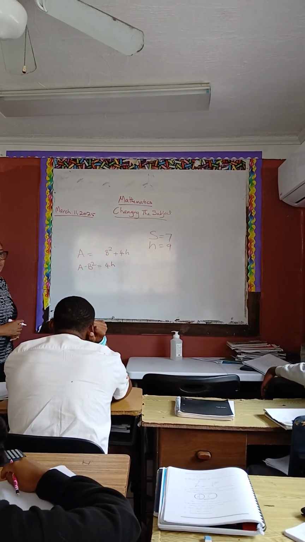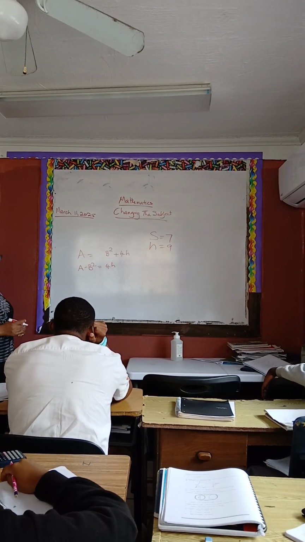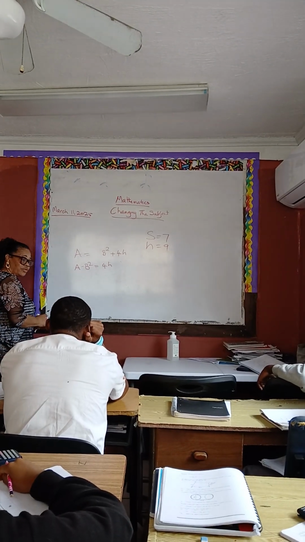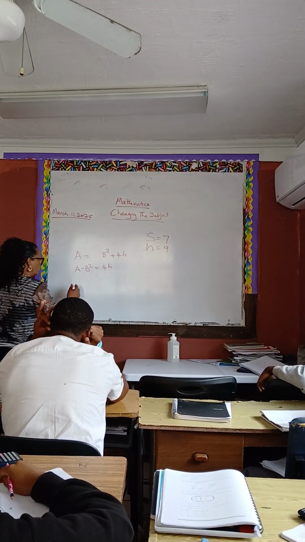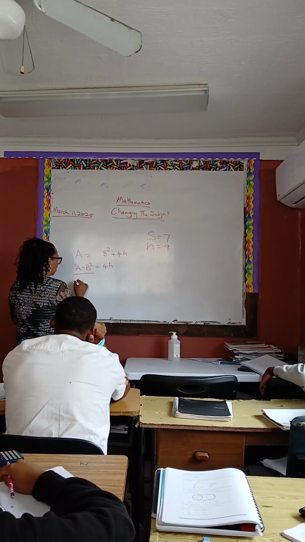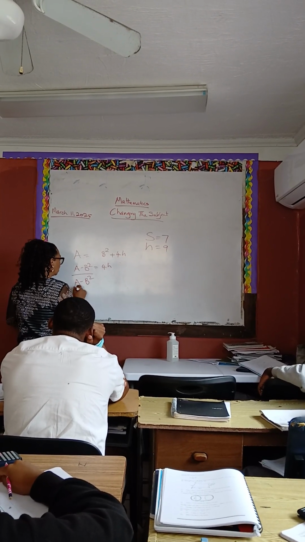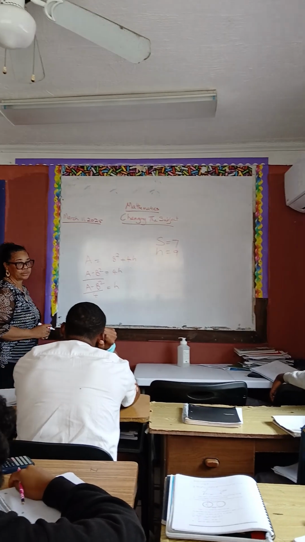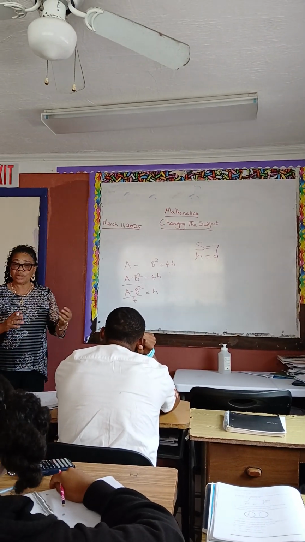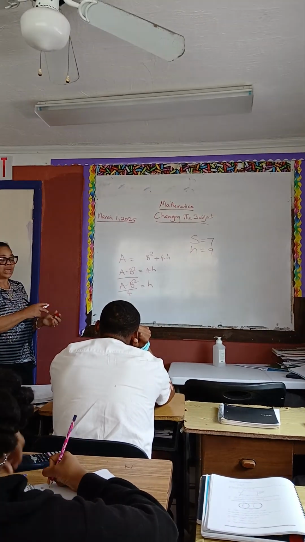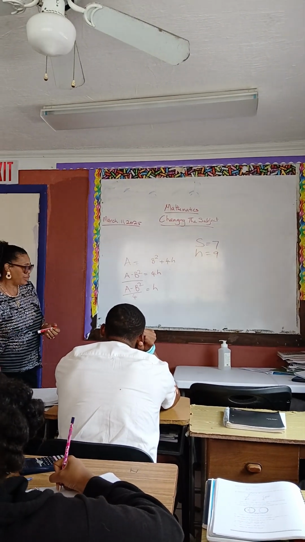What am I bringing over next? 4. And what am I doing with 4 here? So what am I going to do with 4 when I bring it over? I'm going to divide it. So I'm going to have A minus B squared divided by 4 equals H. I'm simply doing what? The opposite, and I bring over item by item until I'm left with nothing.